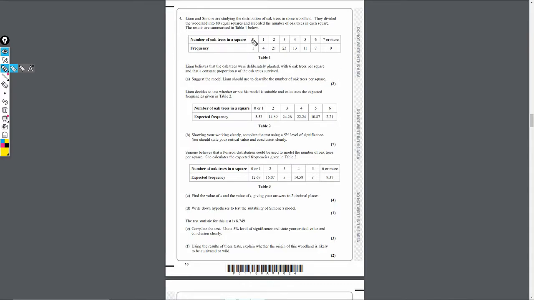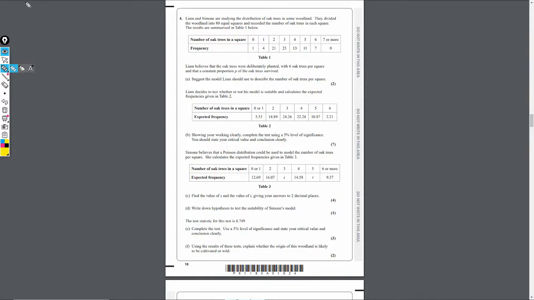So the results are summarised here in table 1, and for part A, it's asking what model should Liam use to describe the number of oak trees per square. Well, the key for this part of the question is to use this bit of information here, where it says Liam believes that the oak trees were deliberately planted with 6 oak trees per square, and that a constant proportion P, so this is the important bit, the constant proportion P survived. So, what this is saying now is that it wants us to write down how this is distributed.